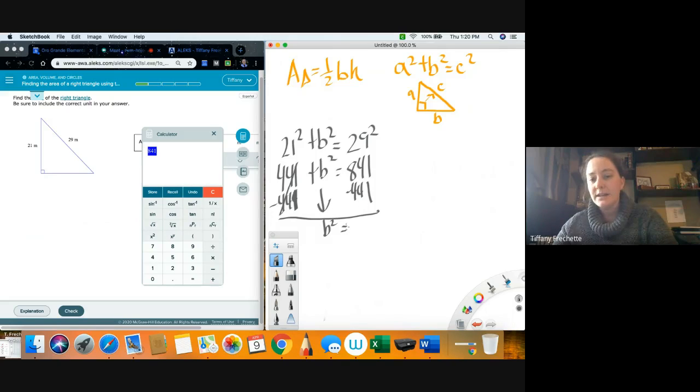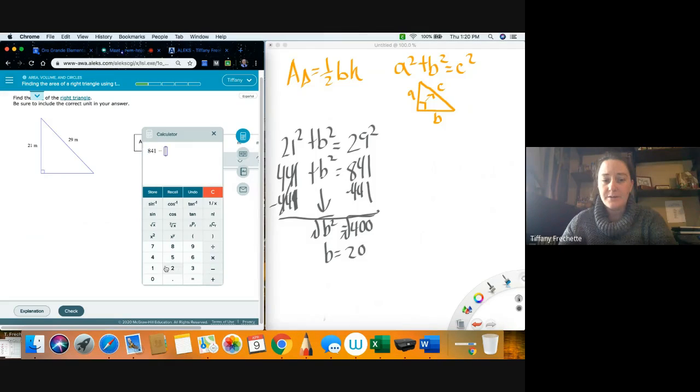And if I subtract these, it looks like I'm going to end up with 400 here. And I want the square root of 400. So I know b is going to equal 20, and I know the square root of 400 off the top of my head because I have that one memorized. If you didn't know that it was 20, you come over here and I'm subtracting 441. There's my 400. I just need to make sure that I click the square root first and then 400 equals 20.